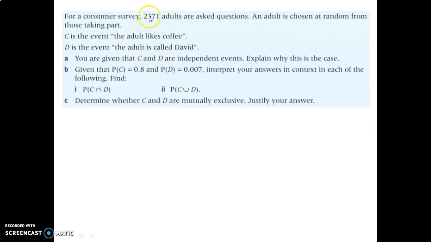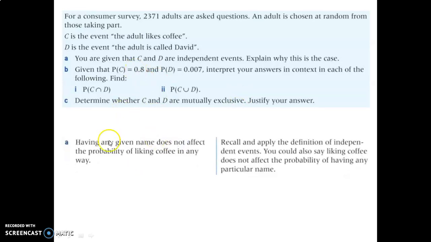All right, next question. Please take a look at this one and see if you can answer part A to start. Okay, A is pretty easy. You can say without any calculations that these two events are independent, because whether your name is David or not David has no impact on whether you as a person like coffee. So the name of a person does not determine coffee tastes, and likewise whether somebody likes coffee or not does not have any effect or determine their name. All right, so now try B. Solve both of these and let's see what you get.